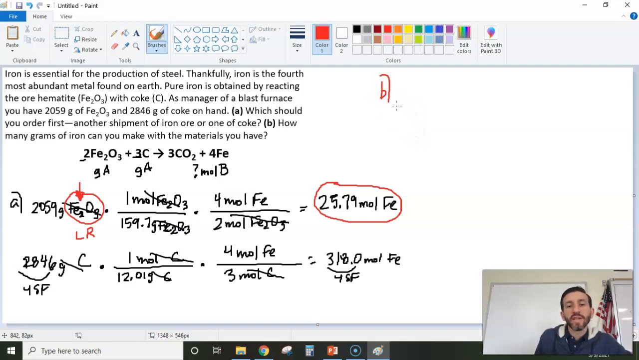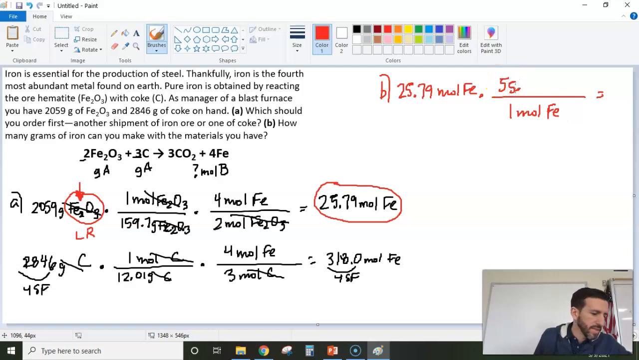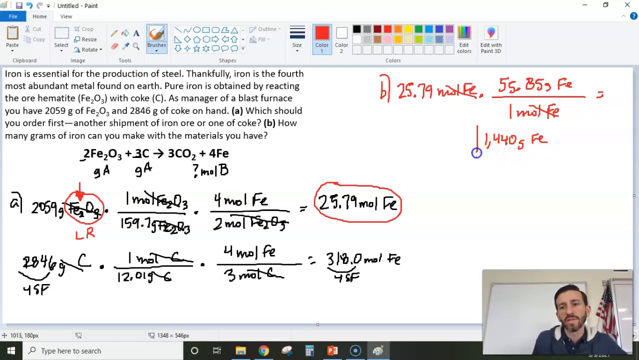How many grams of iron can you make with the materials you have? Well, I know I have 25.79 moles of iron. I just got to convert that to grams. I'm going to do 1 mole of iron to 55.85 grams of iron. Moles and moles cancel each other out. I do the math, and I get 1,440 grams of iron.